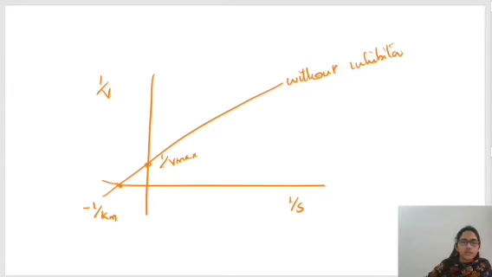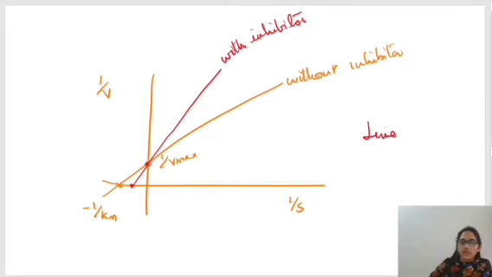What happens to Vmax? Vmax is unchanged. And what happens to the Km value? Km value is increased. So I'll have a point here. This will be the line with a competitive inhibitor. So this is the Lineweaver-Burk plot for competitive inhibition.